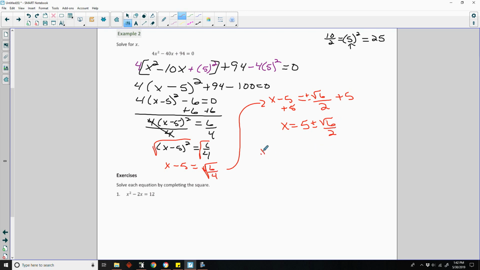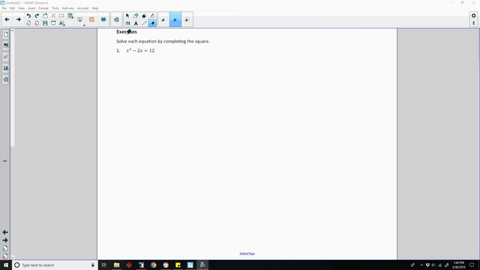So my answer is x equals 5 minus the square root of 6 divided by 2, or x equals 5 plus the square root of 6 over 2. And there is solving by completing the square. Now earlier I did show putting this piece here, this right here, over here as a plus as well, added to this side and this side. You can do it either way. I'm not going to take time in this video, but if I showed you the other way, you would get the same answer.